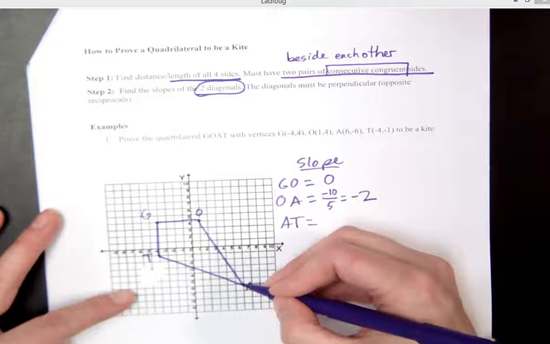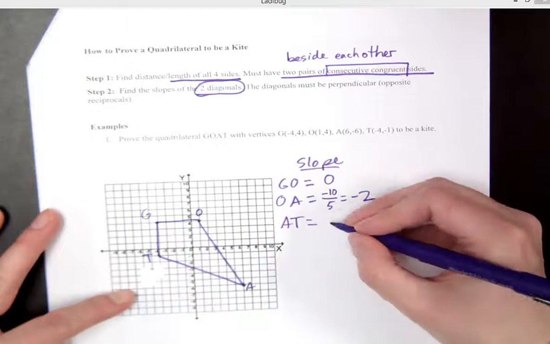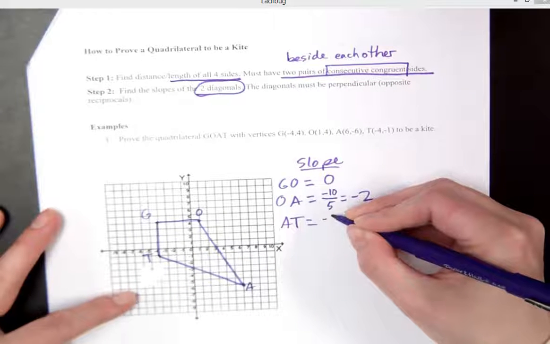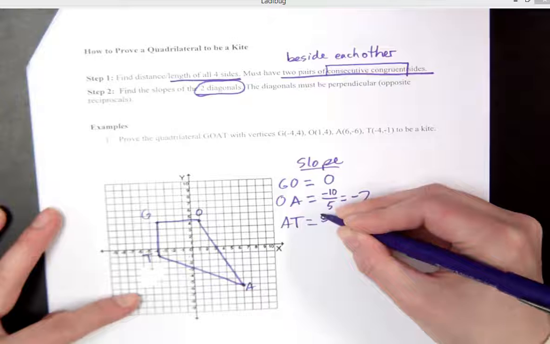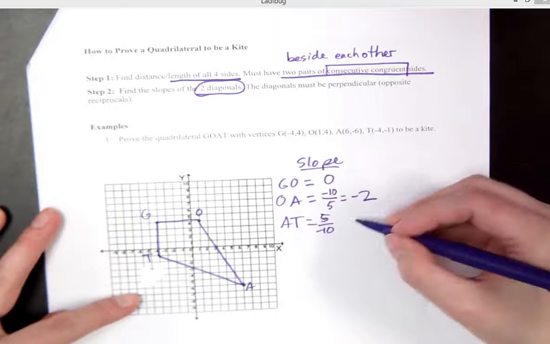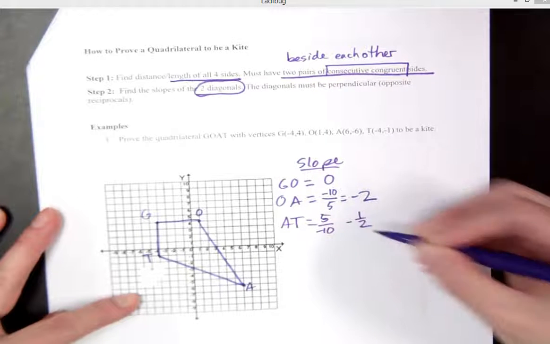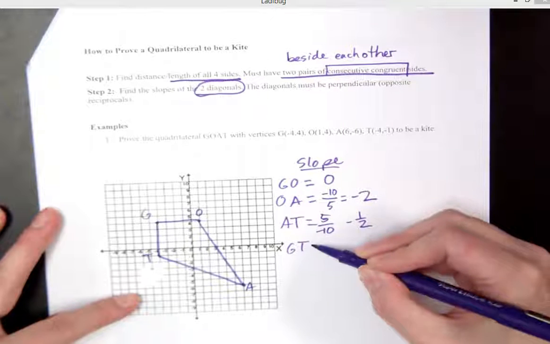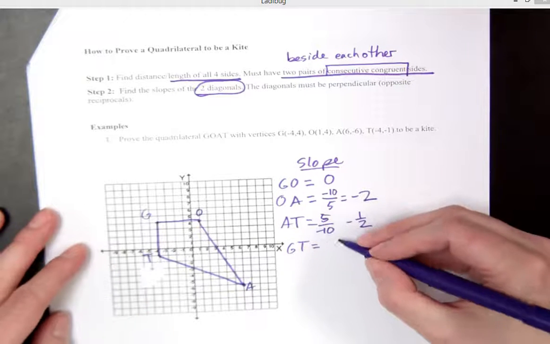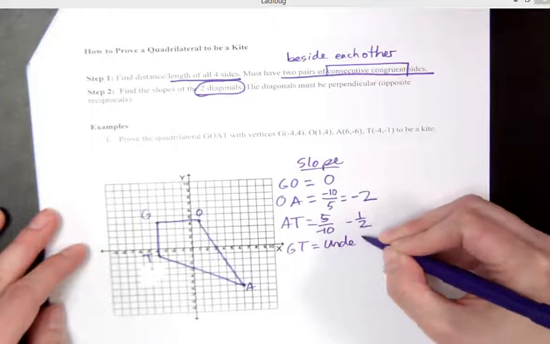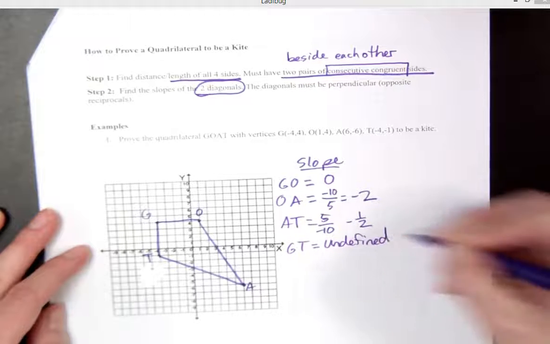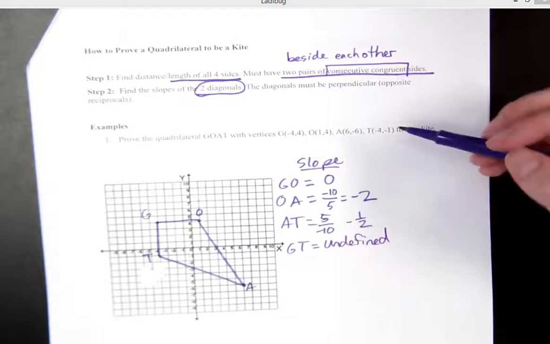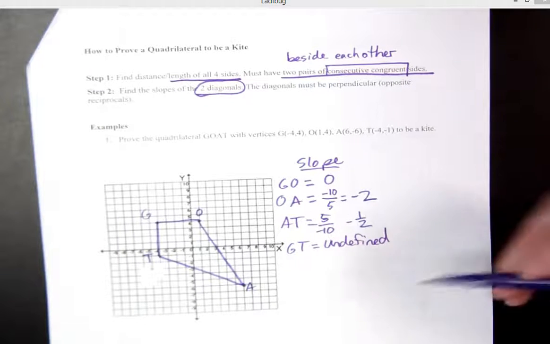Alright, and then AT is, wait, A to T. Also, positive 5 over negative 10, or other way around, so that goes to negative 1/2. And then, what do we call GT? Close, undefined. Okay, so that's our slope.